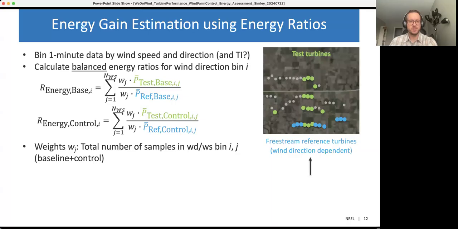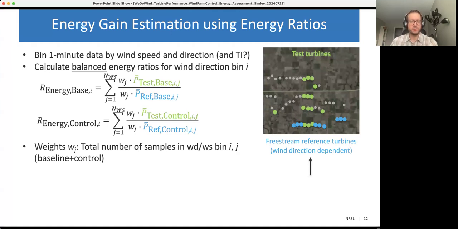So this is really just supposed to represent what the energy production of the test turbines is relative to the energy of the reference turbines. Kind of like a relative value of how much power, how much energy the turbines are producing relative to the free stream or unwaked turbines.